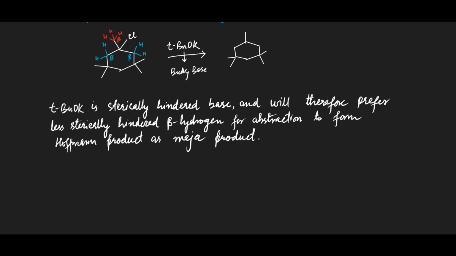with double bond inside the ring. While the removal of primary hydrogen of methyl gives this exocyclic alkene. This cyclic alkene is more substituted and this exocyclic is less substituted. Thus, this is the minor and this is the major product upon treatment with bulky base.